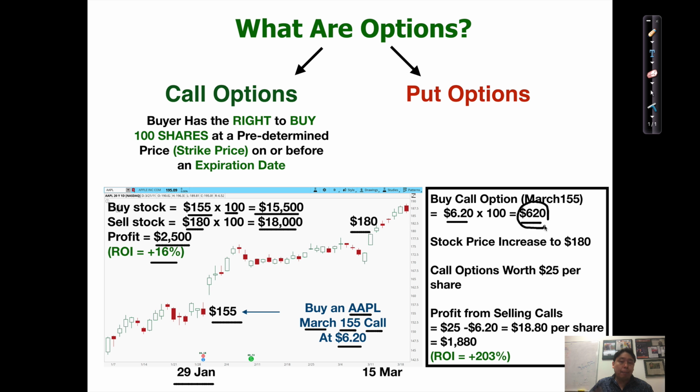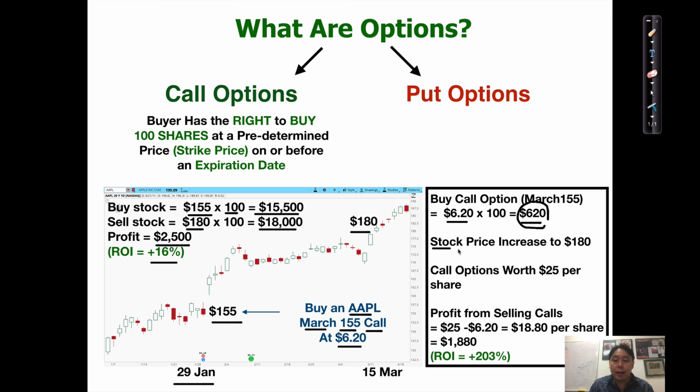So off the bat, by using call options, what happens? Instead of requiring $15,500 to buy 100 shares, you only require $620. So options are perfect for people with small capital, but they like to take on bigger positions or buy high price shares. So in this case, what happens?